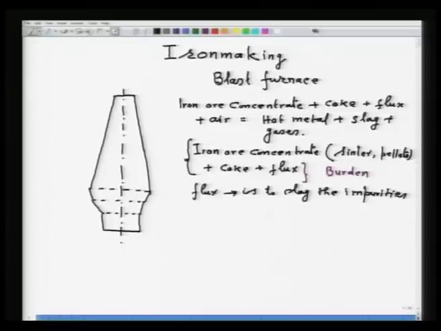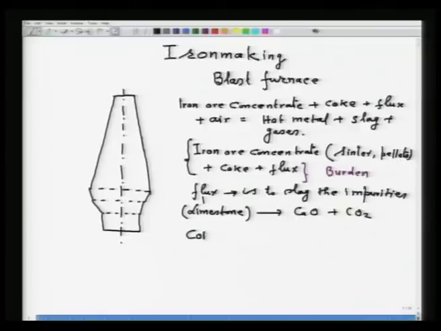Mostly the flux that is added is limestone. Limestone decomposes to calcium oxide and CO2, and this calcium oxide reacts with the gangue minerals of the ore, that is SiO2, Al2O3 and so on, and helps in producing a slag. Coke is a principal source of thermal energy, as well as chemical energy.